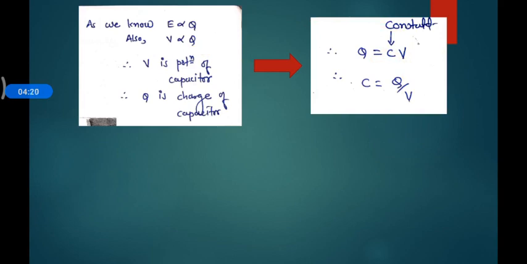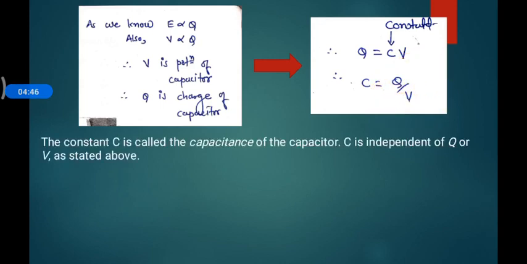So Q is equal to CV, which is a very important equation anywhere you go in the field of electricity. Finally we reach one constant, which is C equal to Q by V, and that C is named the capacitance of the capacitor, which has charge Q and potential V. Is it okay? The constant C is called the capacitance.